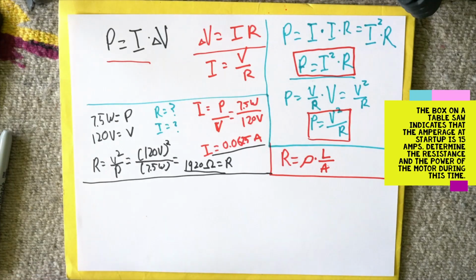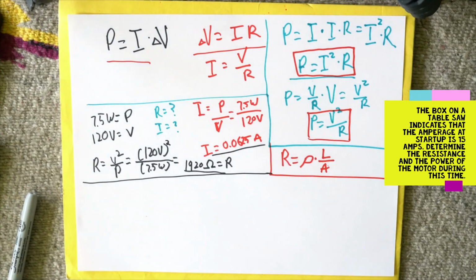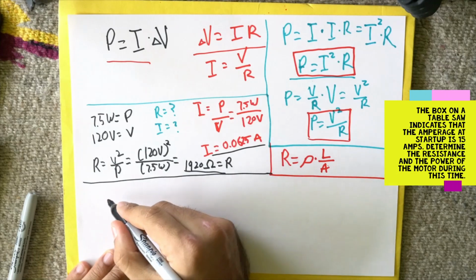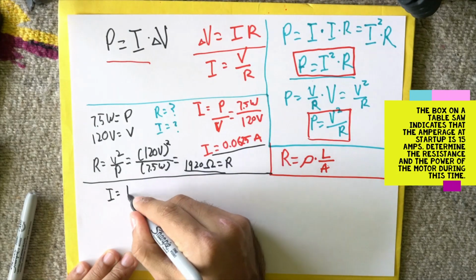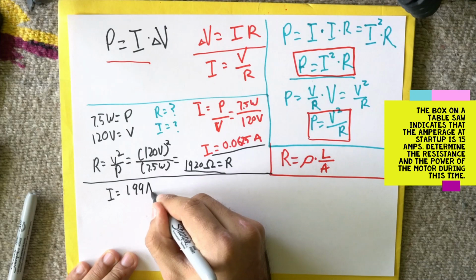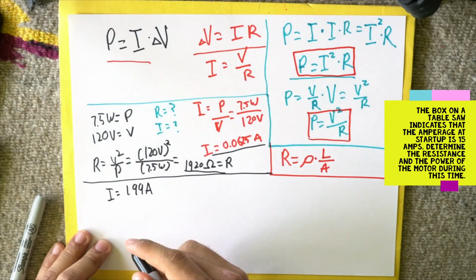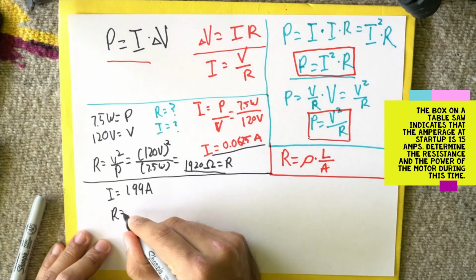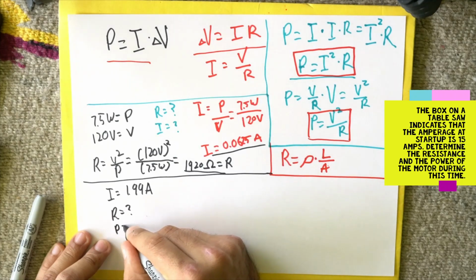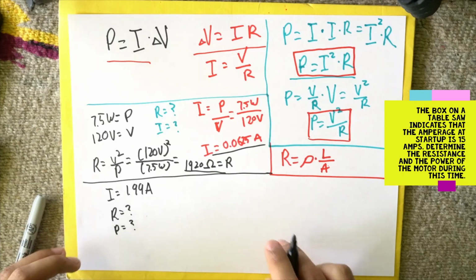And here is the problem. Now, when I look at this, I only have one known, and I'm trying to find two different things. I am definitely given the current, which is 1.99 amps. But I'm trying to find the resistance and the power. What in the world? How do I do that?